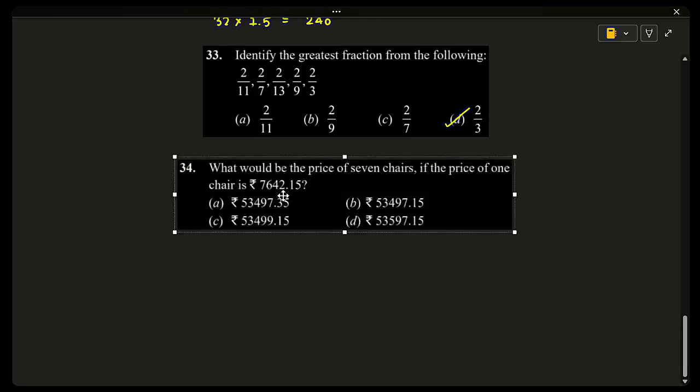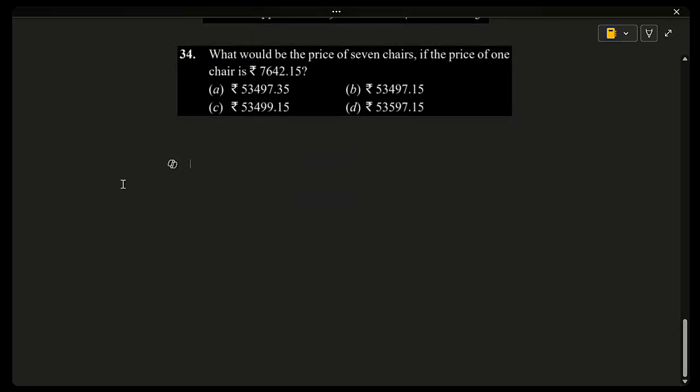34th one. What would be the price of 7 chairs if the price of one chair is given? So just multiplication. 7642.15. You have to multiply by 7. 5 sevens 35, 5 carry 3. 1 seven is 7, 7 plus 3 is 10, 0 carry 1. 5 sevens 35, plus 1 is 36... 6 sevens are 42, 4 sevens 28, 49 plus 4 is 53. So this is the answer.